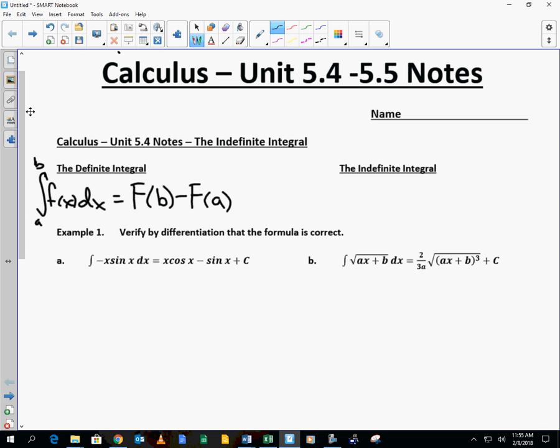Now, the indefinite integral is like this. There are no bounds. And we just say that that is big F of x plus c.